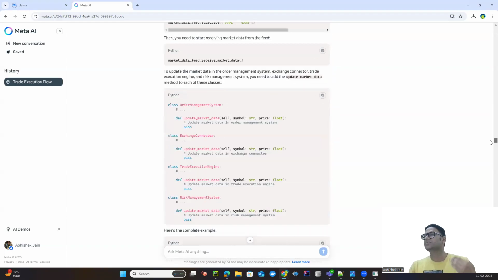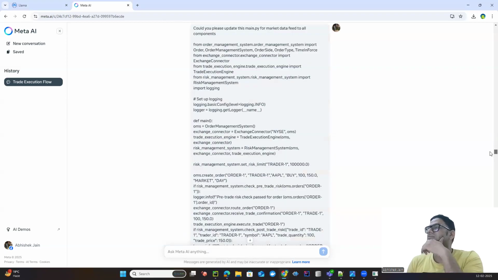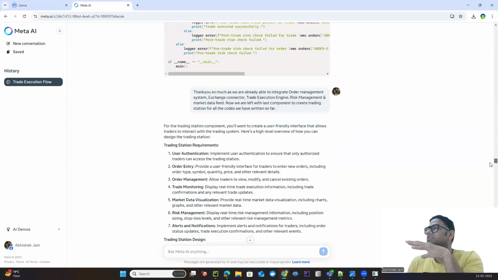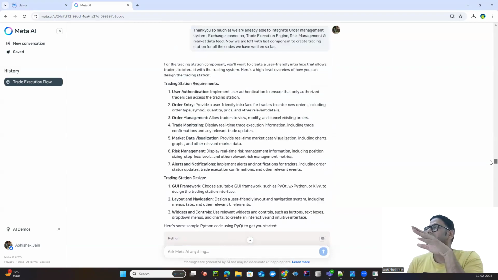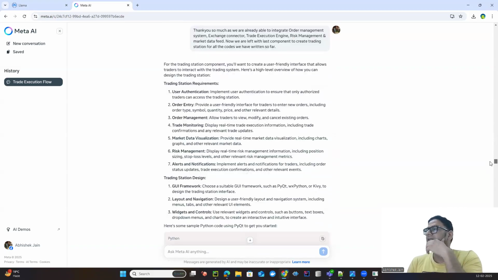So I keep asking questions based on what kind of errors I was getting. And LLama seems to be very intelligent because it keeps throwing out more ideas as well. Whenever I ask such a question, it says, would you like to add these kinds of features in the code as well? Then I keep saying, yes, we want that.